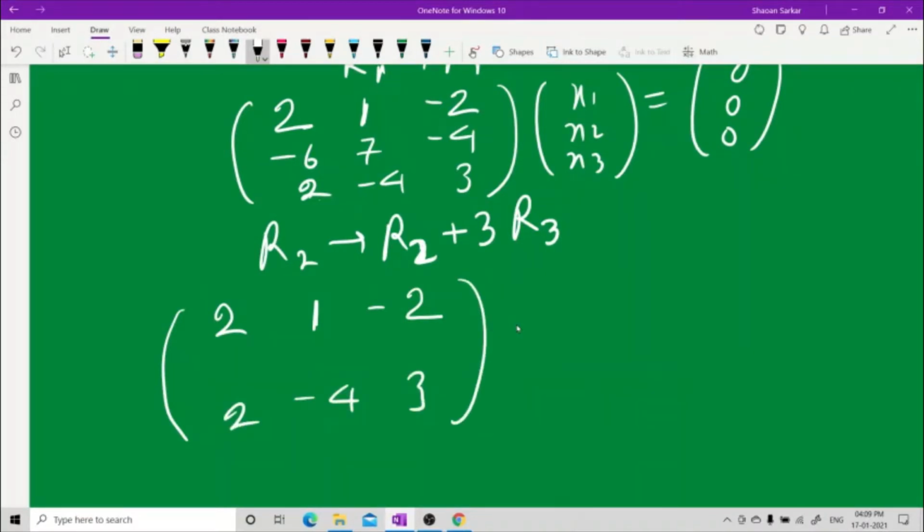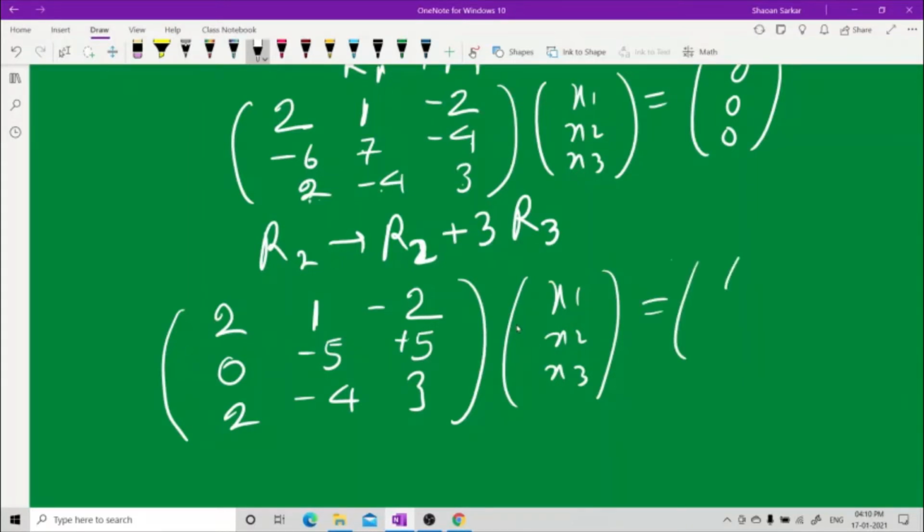Now R2: minus 3 plus 6 is 0. 7 minus 12 is minus 5, and 4 minus 4 plus 9 is again minus 5. Sorry, plus 5. Minus 4 plus 9 is 5. And this you have x1, x2, x3. And you have your this as 0, 0, 0.